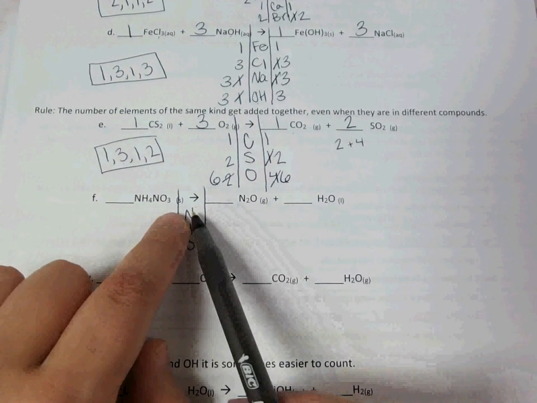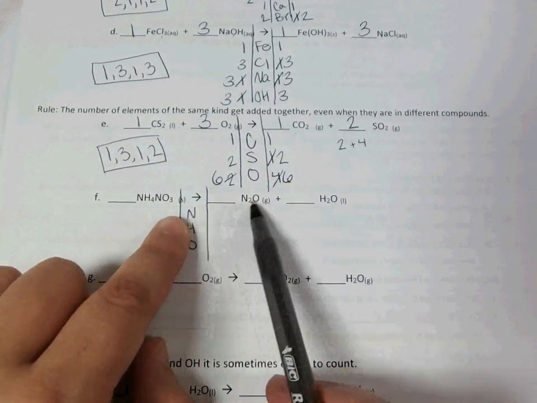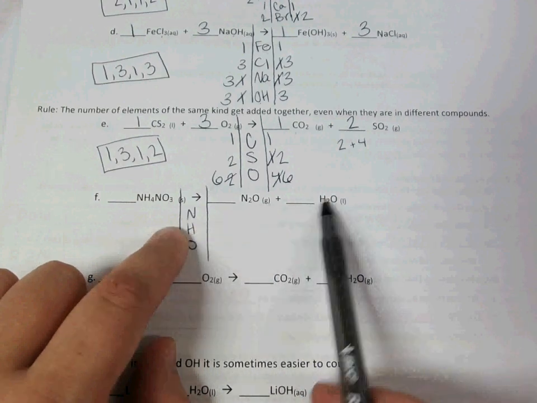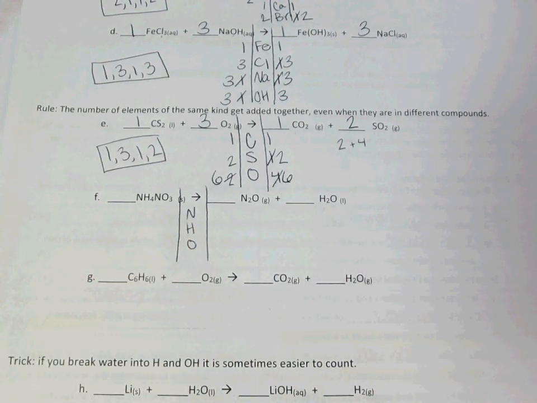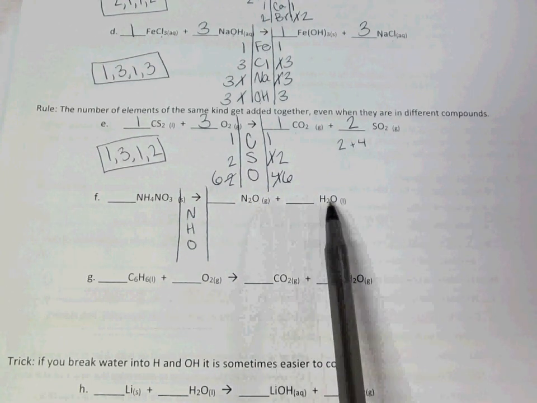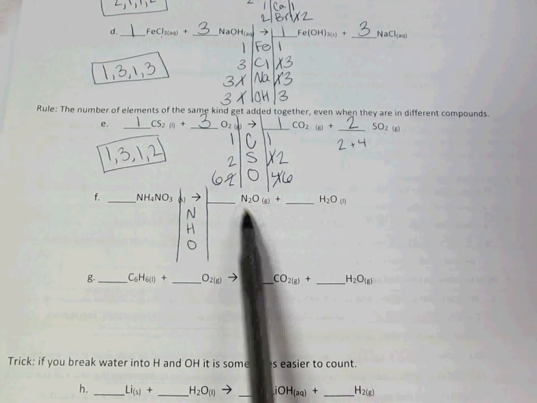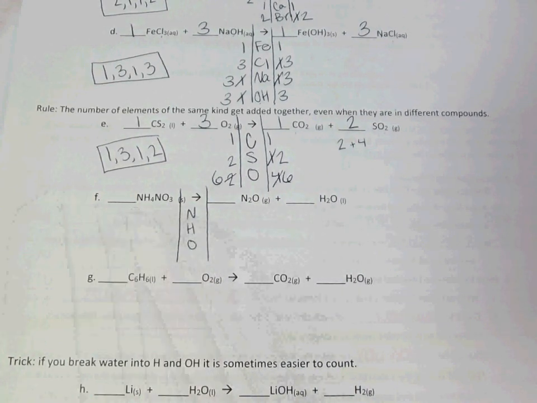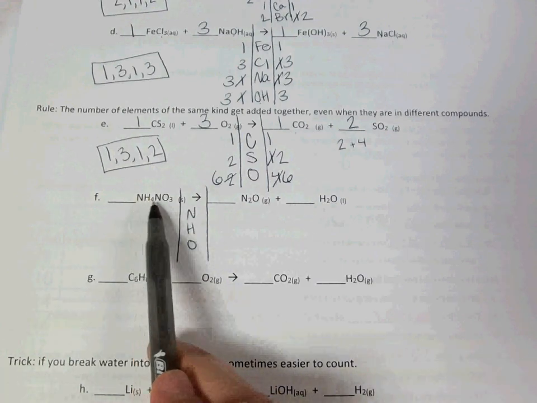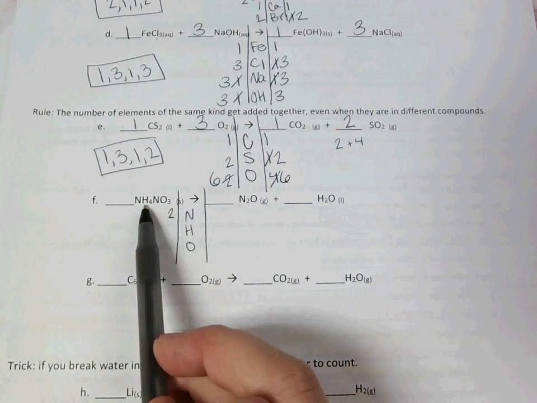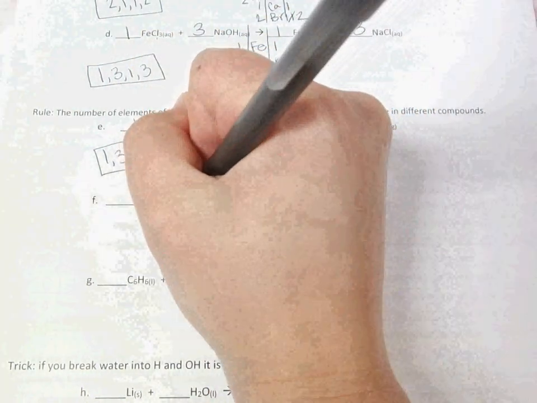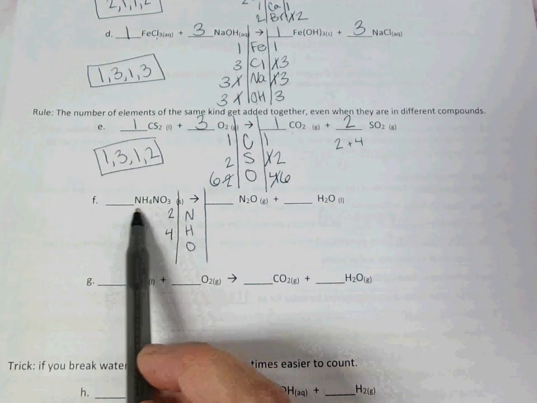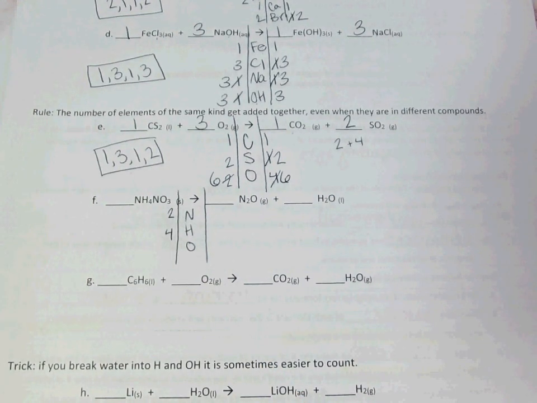And then on my product side, just to double check that I didn't skip anything, I have a nitrogen, oxygen, hydrogen, oxygen. So everything is accounted for, and then I just go through and count everything up, remembering that even if you have an element in two separate places on one side of the equation, they get added together. So on my reactant side, how many total nitrogen atoms do I have? 1, 2. On my reactant side again, I have 4 hydrogen atoms. And on my reactant side, how many total oxygen atoms? 3.